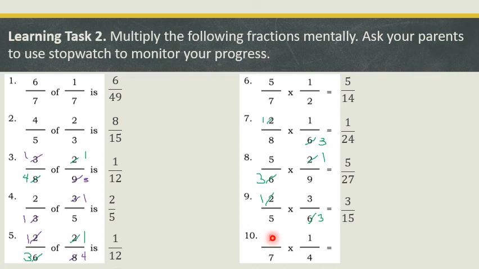So, dito sa number 10, yung 2 at 4 ay may common factor. Pwedeng i-divide sa 2. So, 2 divided by 2 is 1. 4 divided by 2 is 2. So, yung kabila, 7 at 1, wala naman siyang common factor. So, 1 times 1 is 1. 7 times 2 is 14.